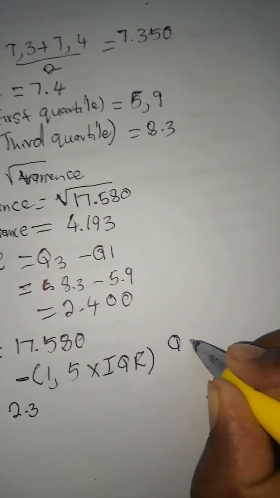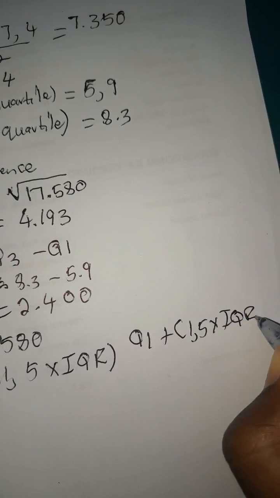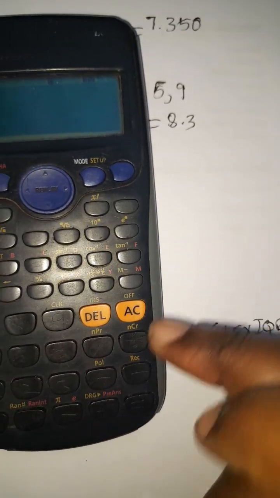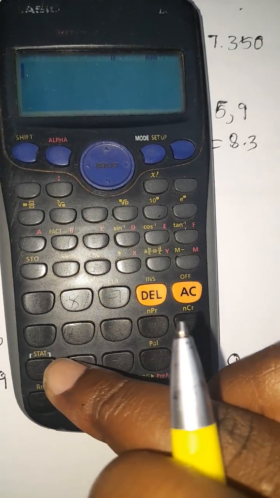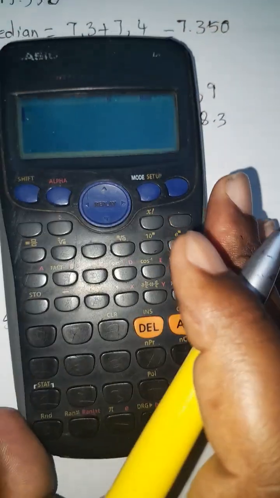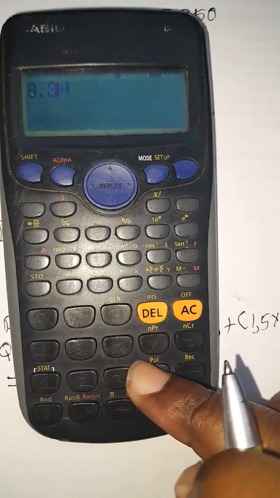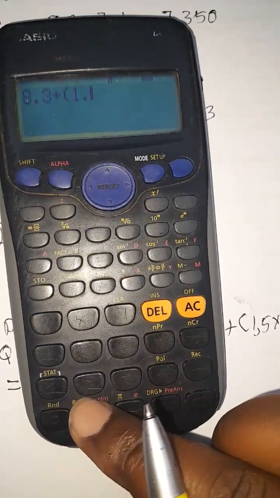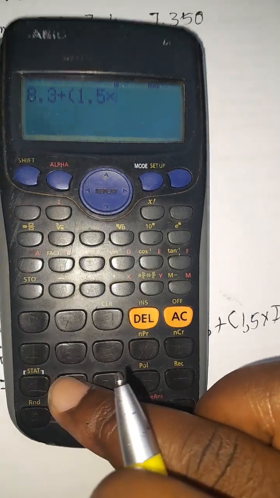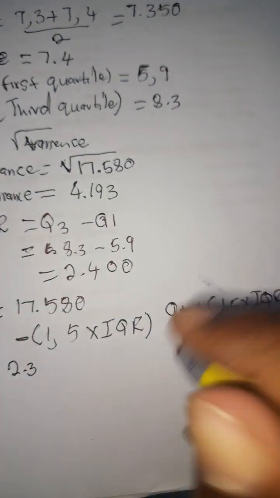So let's go for the one that is greater, Q3 plus 1,5 multiplied by IQR. Yeah, these are expressions that can help us to find an outlier in a data set. Remember, an outlier is a value that can be smaller or greater than the other values in a data set, right? Remember here we're going to use Q3, not Q1. For Q3, remember what we got there? We got 8,3, so it's going to be 8,3 plus 1,5 multiplied by 2,400. Then I'm going to have 11,9.